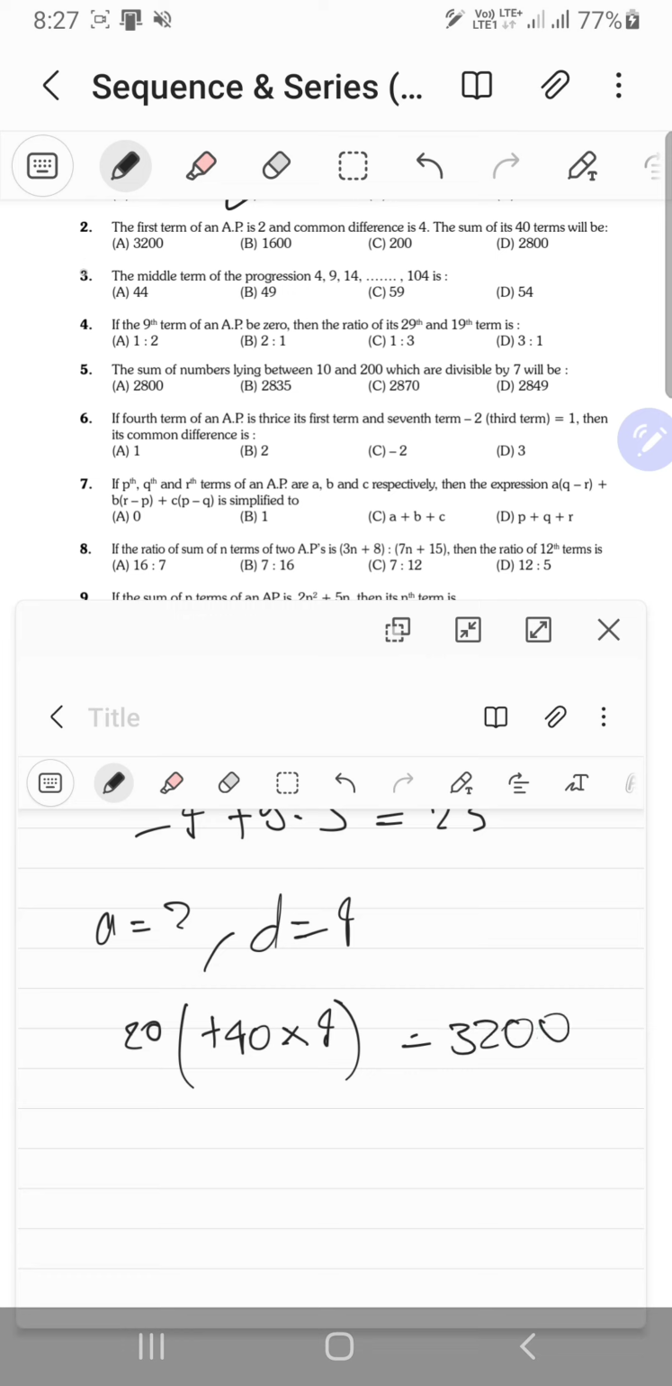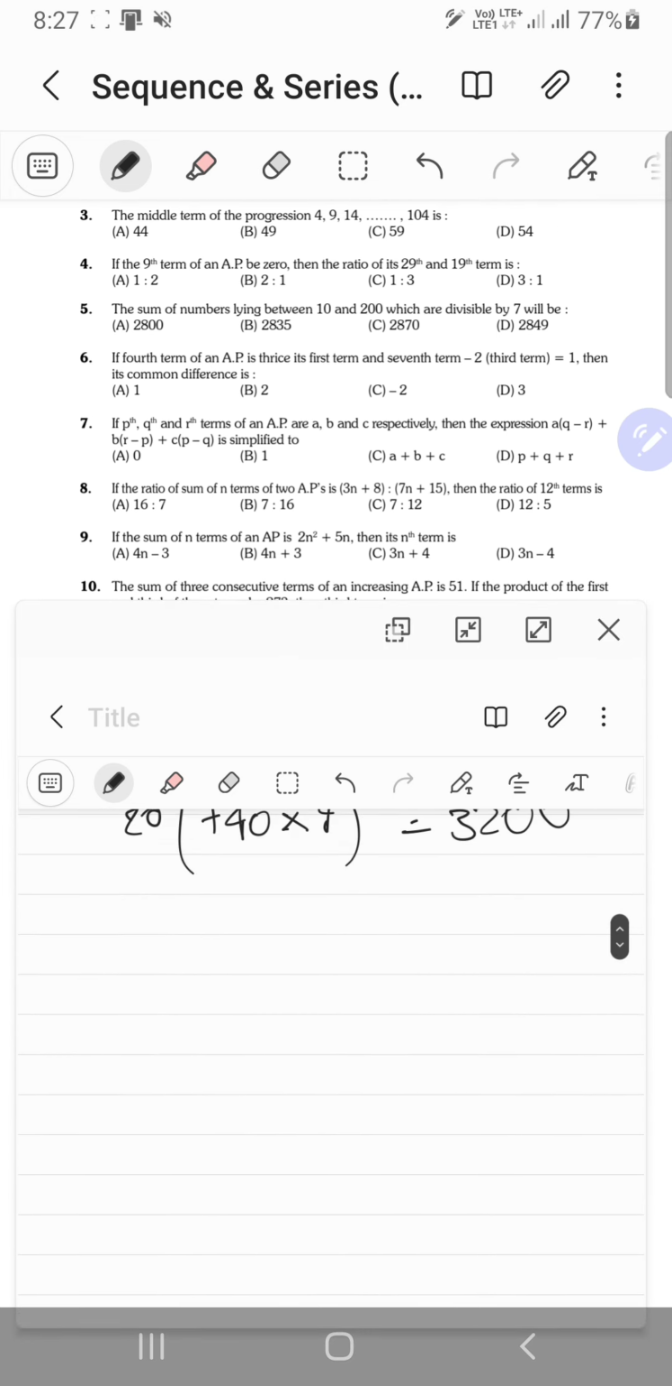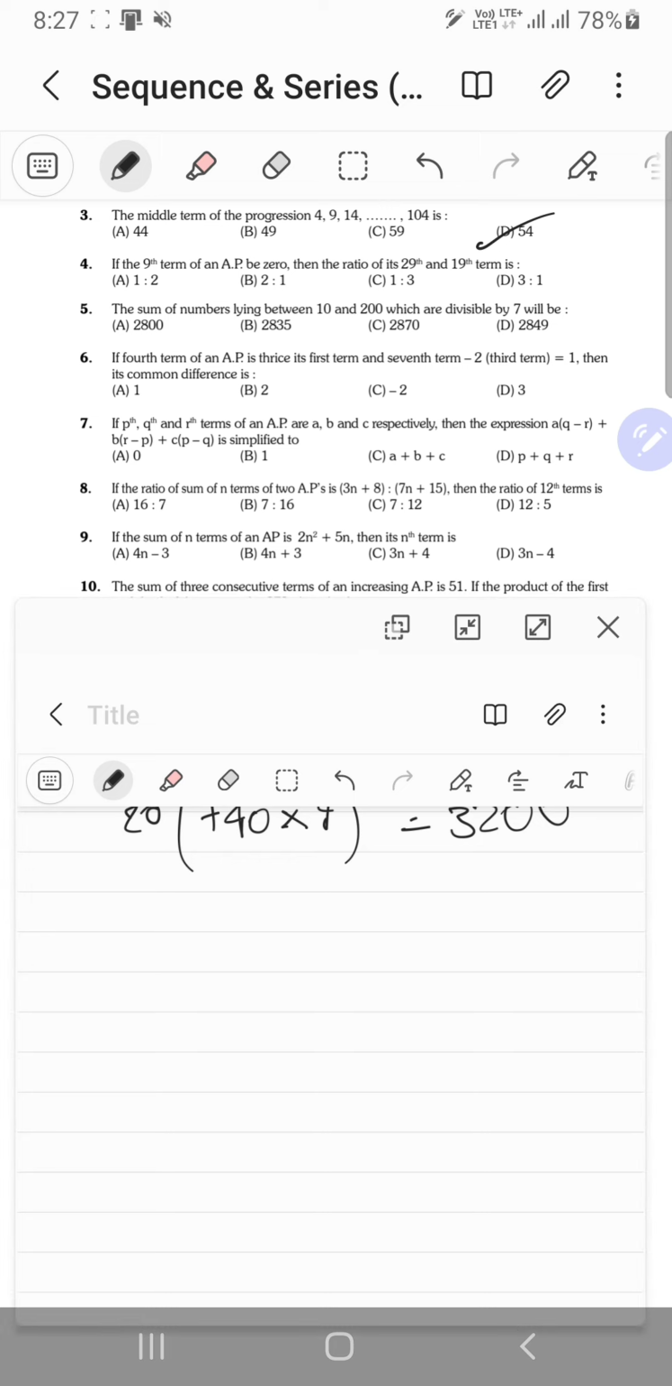Yeah. Next question. The middle term of the progression 4, 9, 14, and so on till 104. The middle term of this progression. Well, either it's the average if it's an odd number of terms, or if it's not, well, I don't know. I think it's going to be the average. So it's just 108 upon 2, which is 54. Yes. Right. So the middle term of any AP with an odd number of terms will be the average of the first and the last. The middle terms of an AP with an even number of terms will be 2 in number. So I don't know which one of them we are talking about, but I think 54 looks correct.